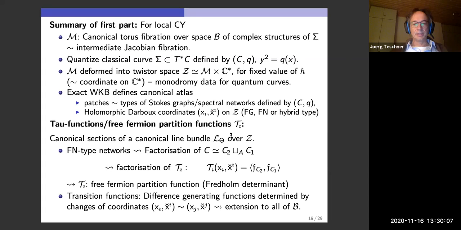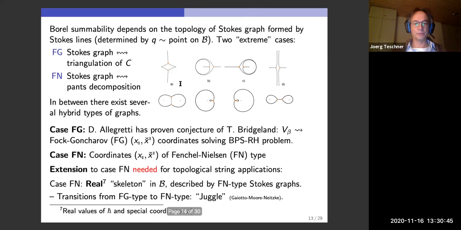And then where our partition functions or tau functions come from, this is basically a canonical line bundle over our space Z, this so-called twistor space. Here is a very quick indication of how that works. This is not yet to be confused with a topological string partition function. How this is extracted from the tau functions will be reminded in a moment. But I want to mention, at least briefly, the Fenchel-Nielsen type networks. Just have a look here again. So these are these guys.